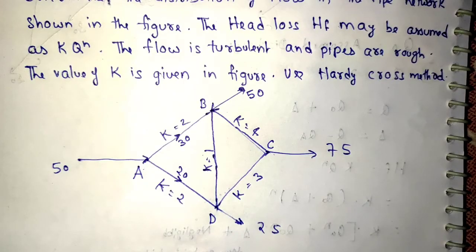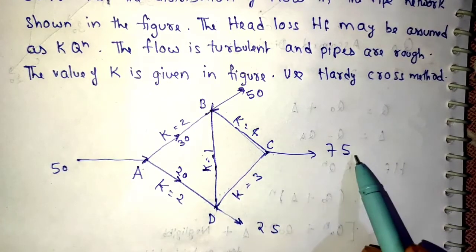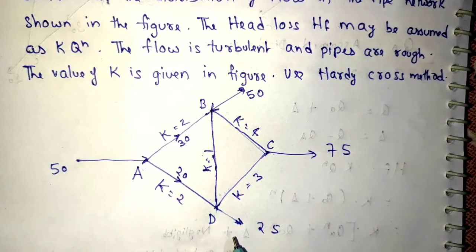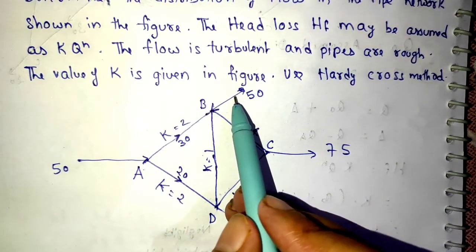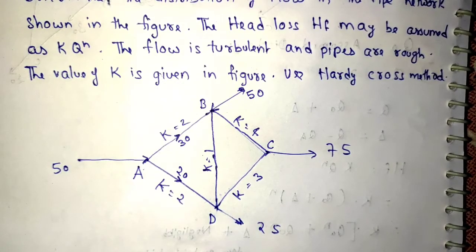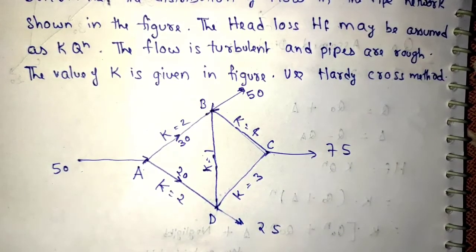Now further, if we do the calculations, here 25 is exiting and here 75 is exiting. What is the total amount? 75 plus 25, 100. Where is this 100 coming from? 50 from here and 50 from here, right? So we have now calculated that this amount of water is coming, 50 plus 50, 100, and 75 plus 25 is also 100.